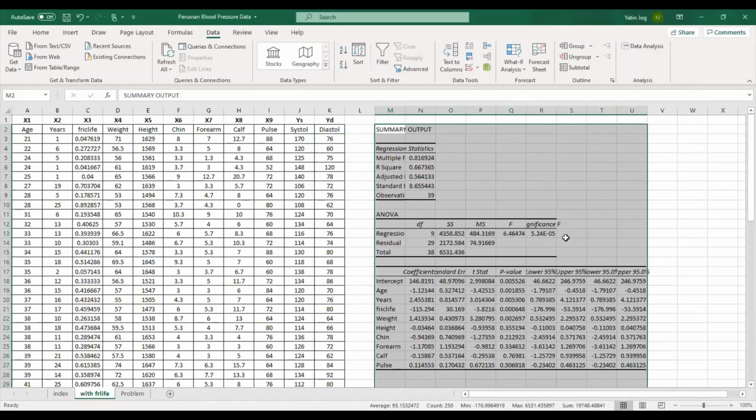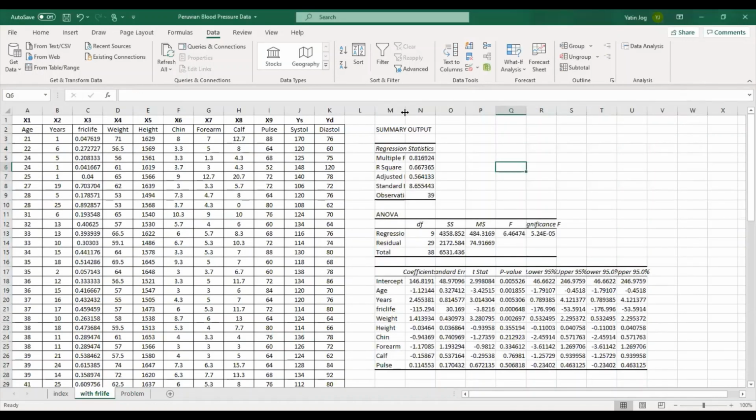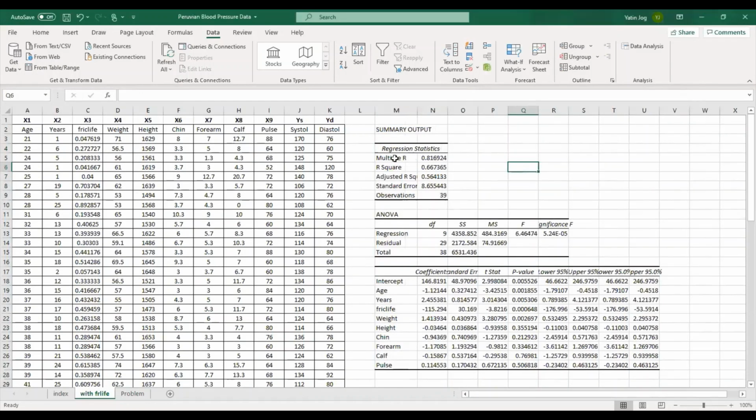So I'm getting this kind of output. This multiple R tells me that there is a strong correlation between all the independent variables and this dependent variable. So the relationship is strong. At least we can say that we are moving in the right direction. R square value is 0.66. That means up to 66% of the data is fitting into my model. So I may say that this is close to an acceptable value.